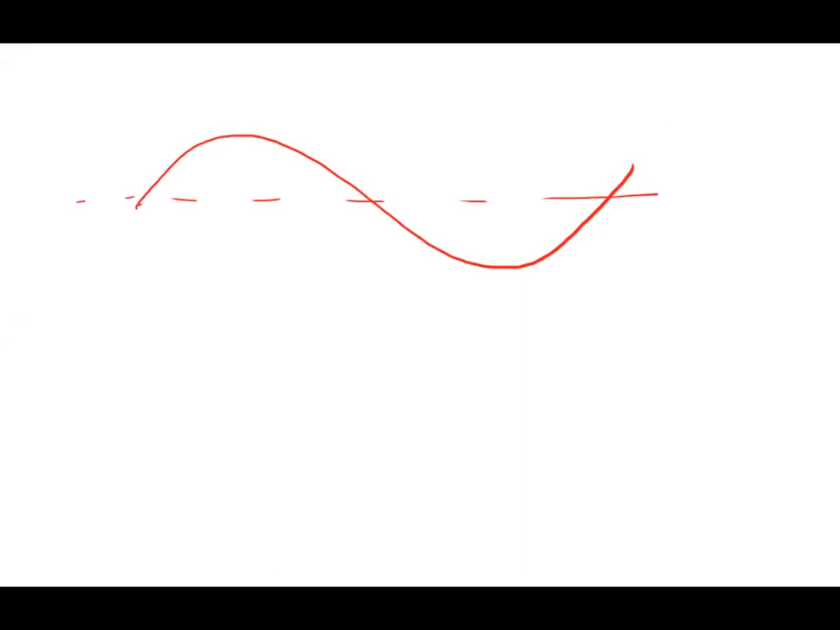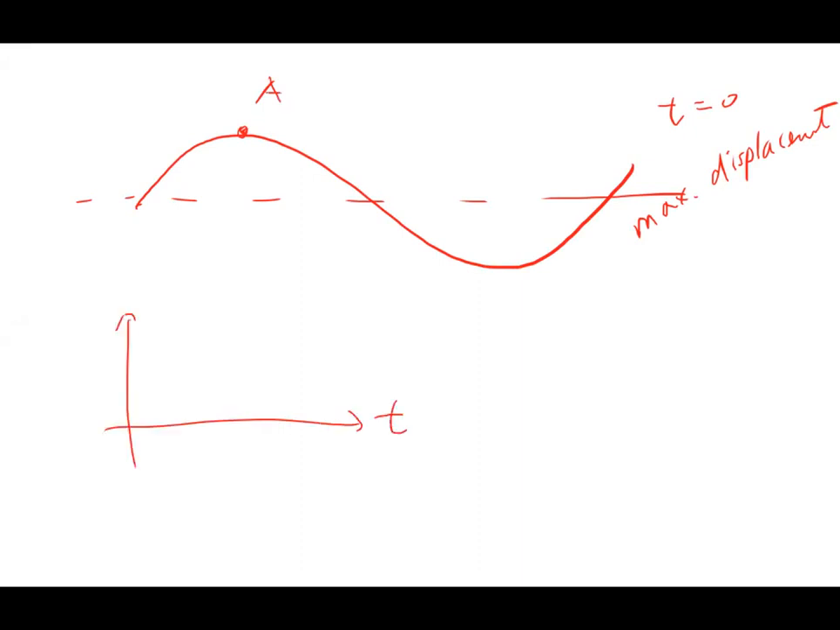Let's say this is at t equals 0, and the question already tells you this is at its maximum displacement. All right, now, let's say this is particle A. I want you to draw the displacement time graph for particle A. So what should we do?